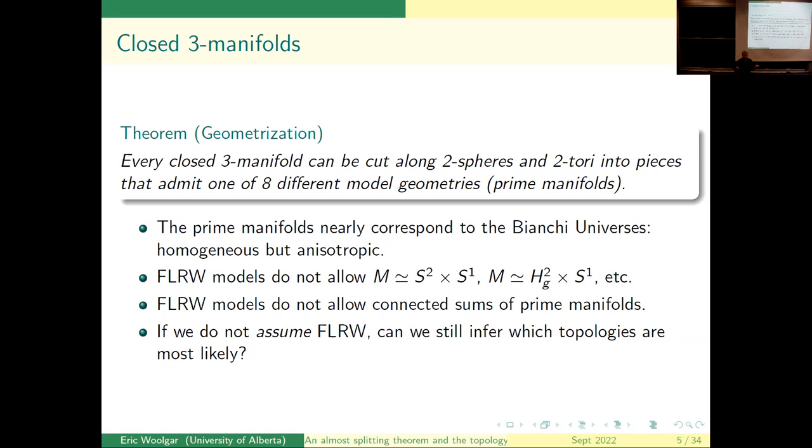Connected sums are just where you take two of these primes and you simply join them with a tube. So as if you took two bagels on a baking sheet, but you put them close together and they bake together. All right.